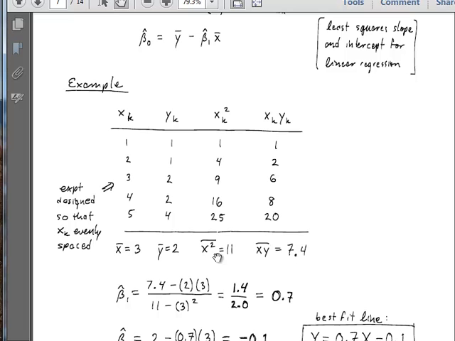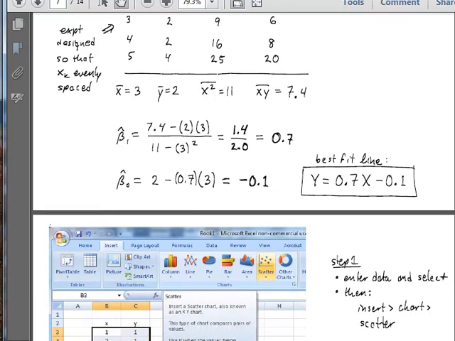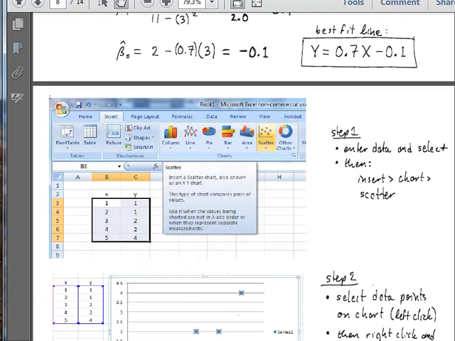Okay, so now from those numbers alone, we can compute that the best fit line has a slope of beta 1 equals 0.7. And the intercept then has a value of minus 0.1. Okay, so this is the equation that we get for our best fit line. And we can do all of this in Excel.